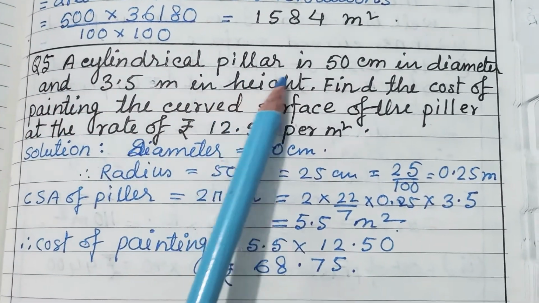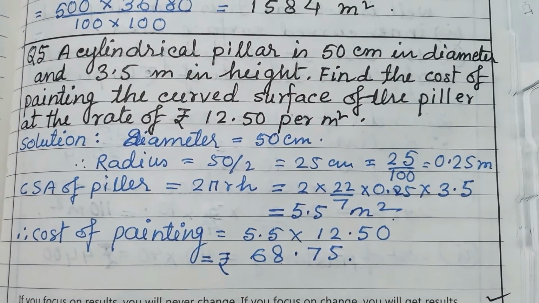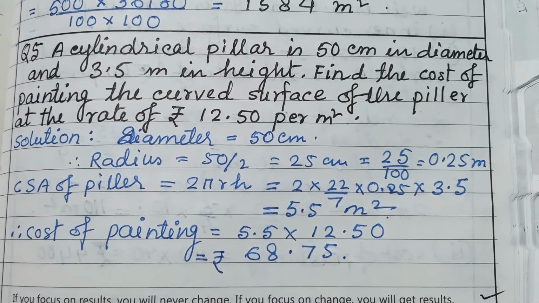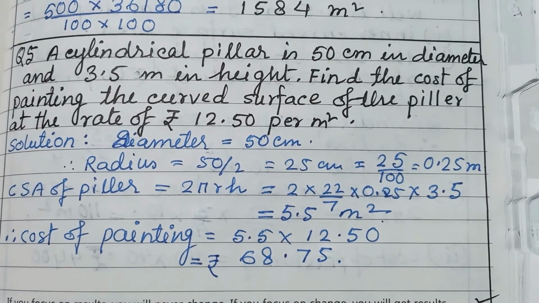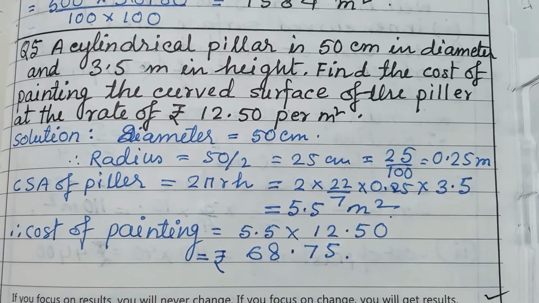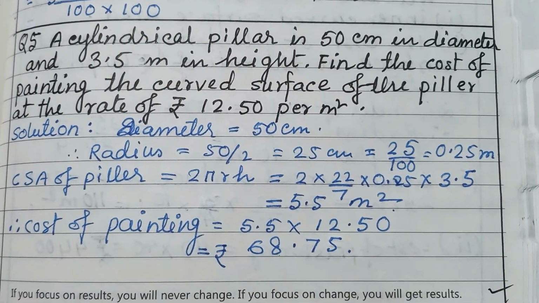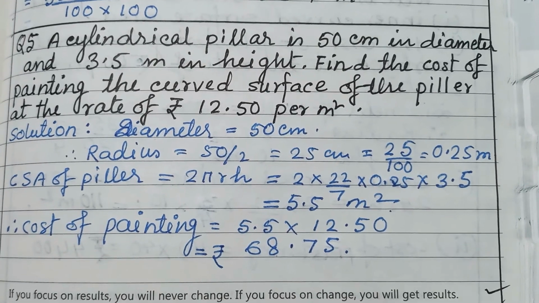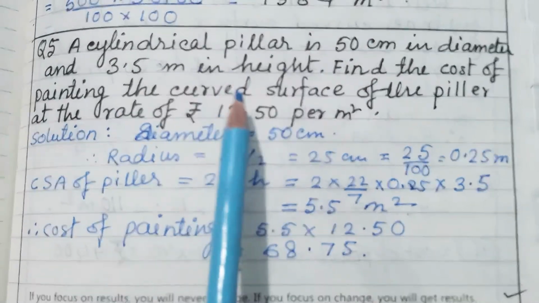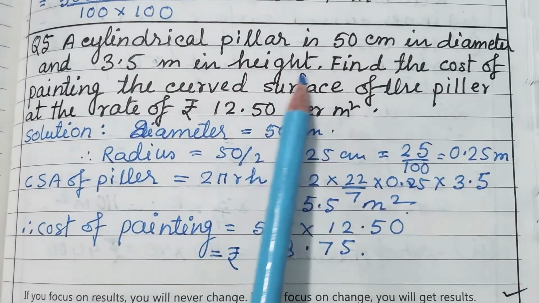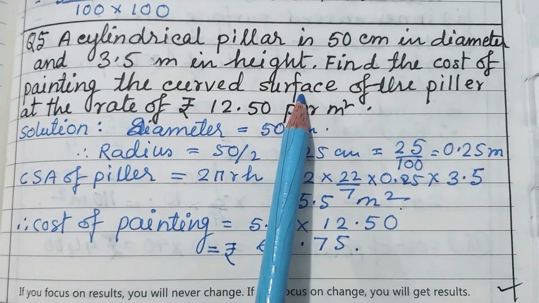A cylindrical pillar is 50 centimeter in diameter and 3.5 meter in height. So okay, centimeter and meter are given. Find the cost of painting the curved surface of the pillar at the rate of rupees 12.50, 12 rupees 50 paisa per meter square. Got it? Understood it? Now, this is a pillar. Find the cost of painting the curved surface area. So we have to find out the curved surface area.